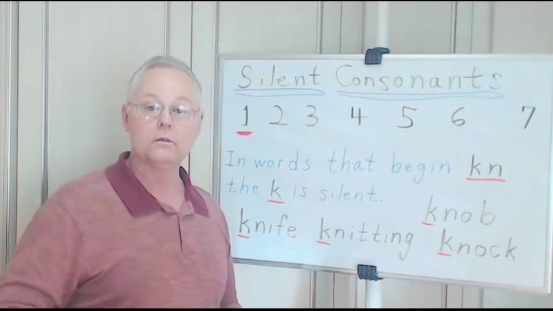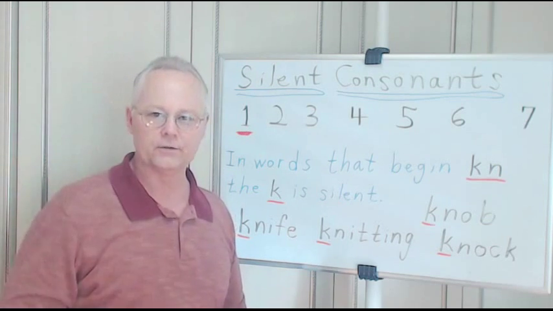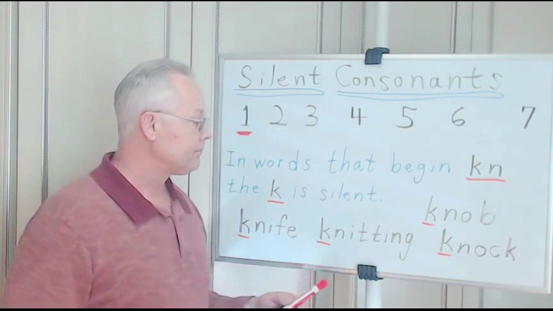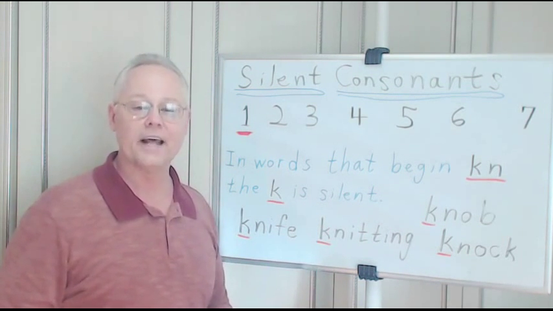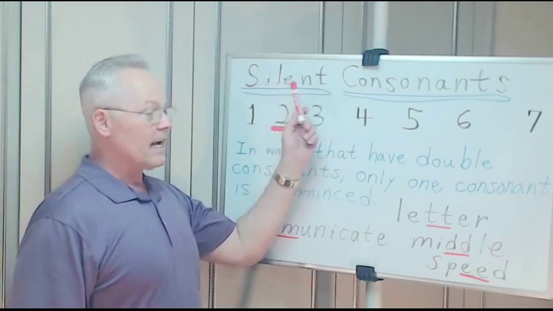K-N-O-W, know. Now that means I know something. I have knowledge of something, which also, knowledge begins with K-N. So, keep in mind, the K is silent in words that begin with K-N. And that's the end of this. We're talking about silent consonants.